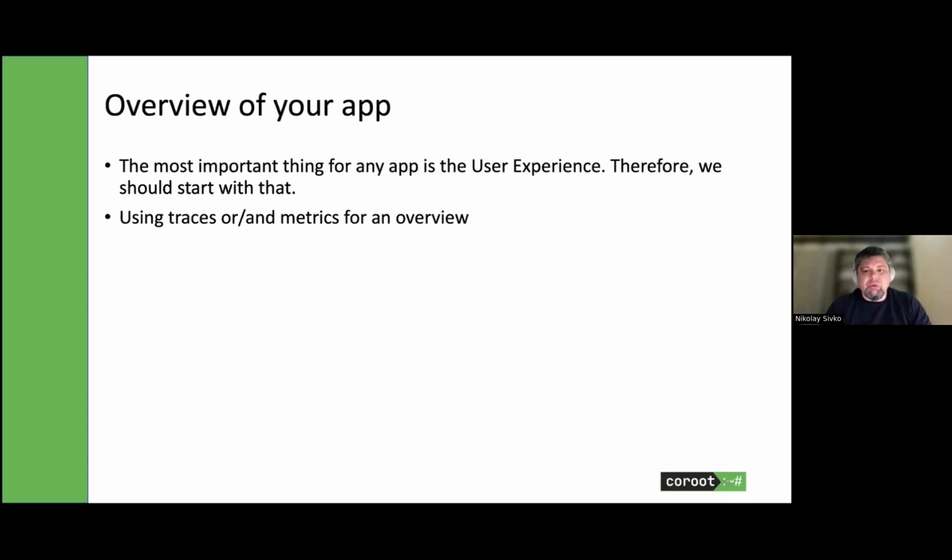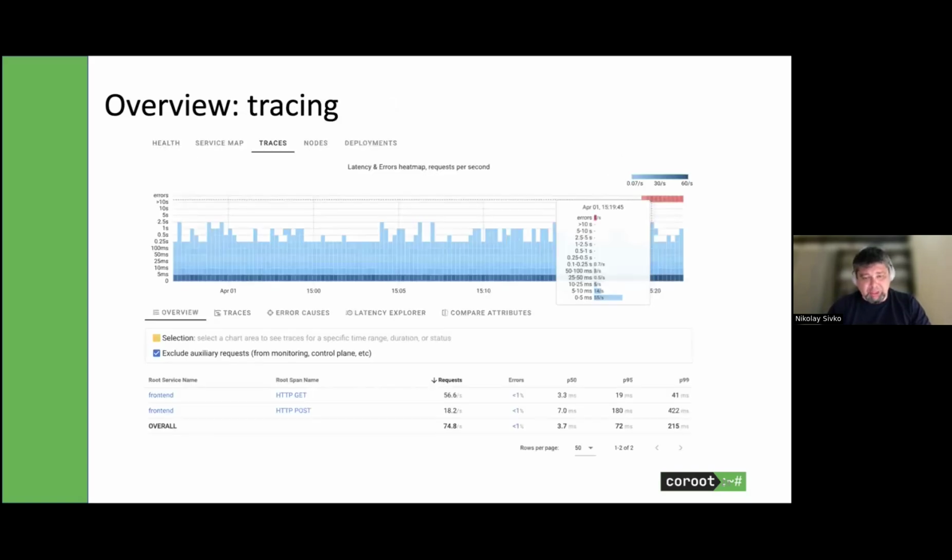As an overview, I always suggest to use metrics related to your user experience. If you're talking about web applications, that's the number of errors and latency. That's it, pretty simple. And traces or metrics based on traces are great here. For example, at Coroot, as an overview, we suggest to use a heat map. Here we have a timeline and the number of requests served by our system at each point of time.